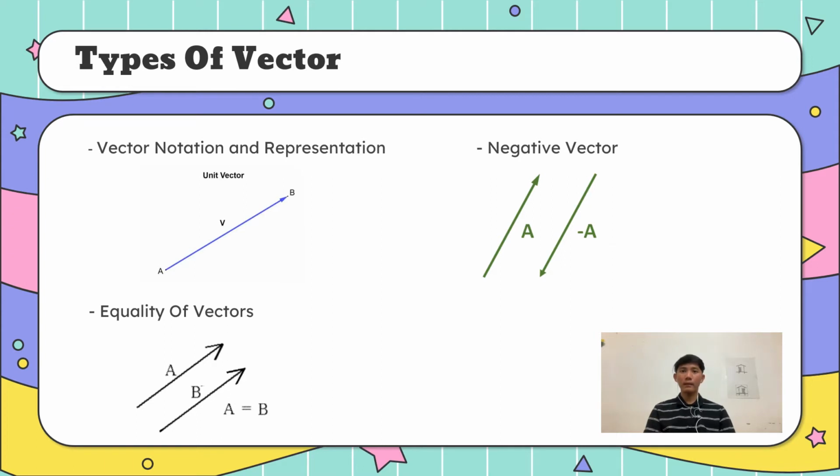Next, negative vector. Negative vector is a vector that has the same magnitude but opposite direction with the other vector. Vector negative A is a negative vector for A, but their magnitudes are still the same, which is magnitude of negative A equal to magnitude of A.